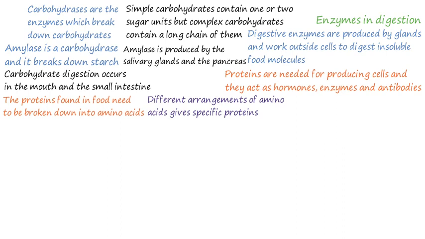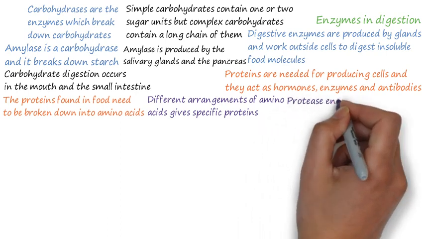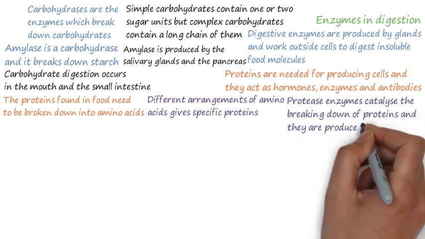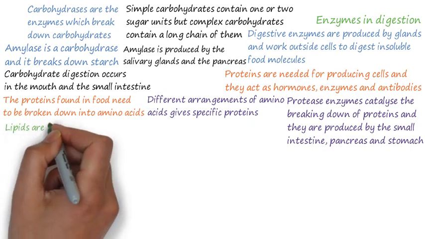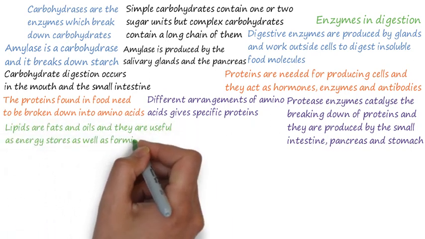In order to make specific proteins needed by the body, the proteins found in food need to be broken down into amino acids. Protease enzymes catalyse the breaking down of proteins. These enzymes are produced by the small intestine, the pancreas and the stomach.